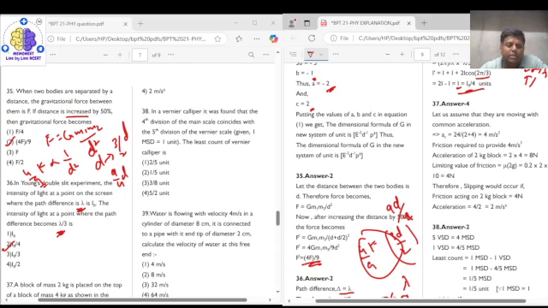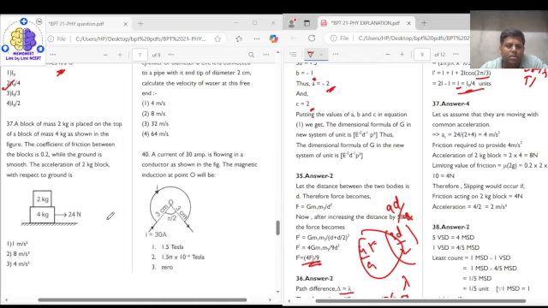Now coming to question number 37. A block of mass 2 kg is placed on the top of a block of mass 4 kg as shown in the figure. The coefficient of friction between the blocks is 0.2 while the ground is smooth. The acceleration of the 2 kg block with respect to the ground is. Now see, assuming that they are moving with a common acceleration, the net force applied is 24 newtons and the total mass is 6. So 24 upon 6 will give you 4 meter per second square.